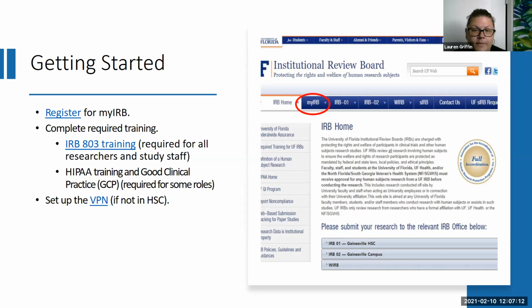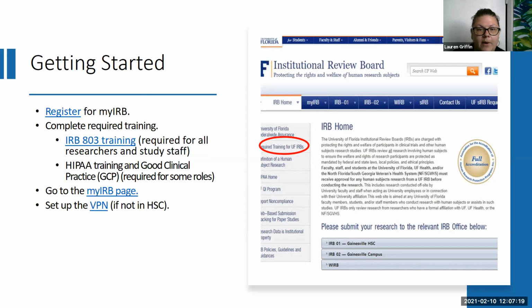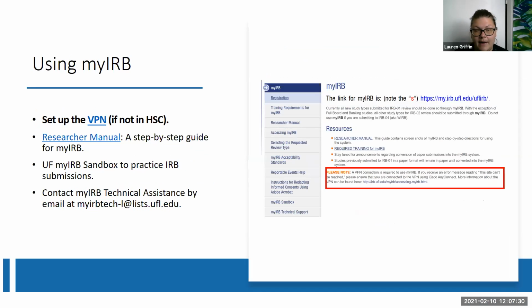So registering for myIRB, the myIRB button is up here on the top of our website. That will take you to the page. Required trainings, it's right here on the left-hand side, and it'll have more information about the different kinds of trainings that you might encounter and you might need. To use myIRB, the first thing you have to do is set up our VPN. So this is if you're not in the Health Sciences Center. The way the system is set up right now, you need a VPN to get into it to make sure that the system is really secure.